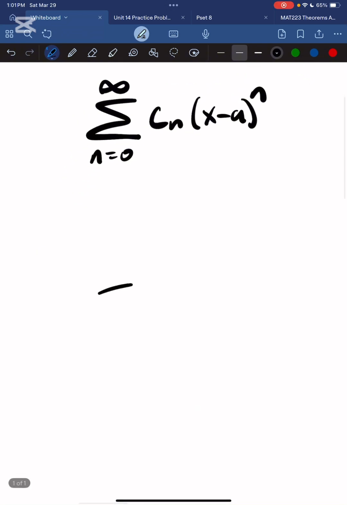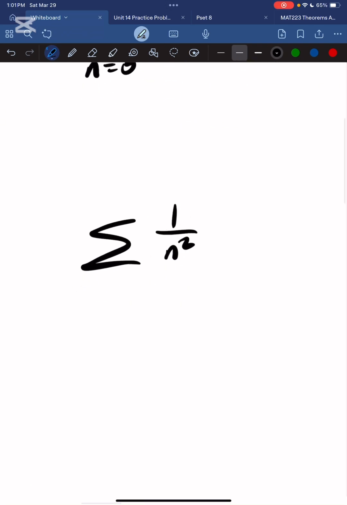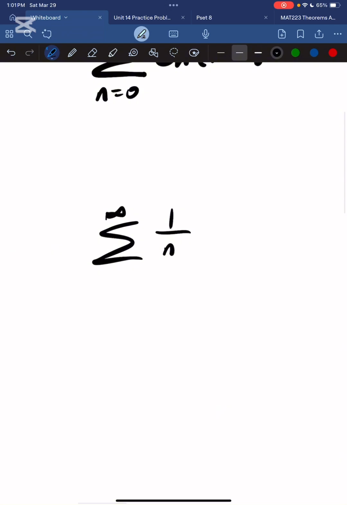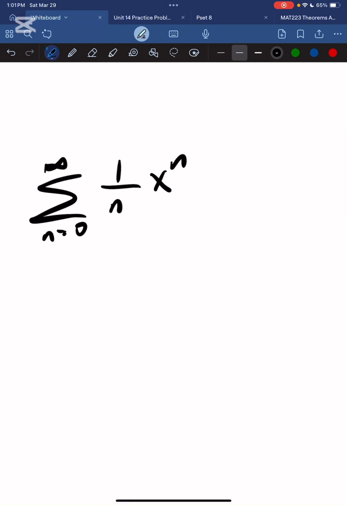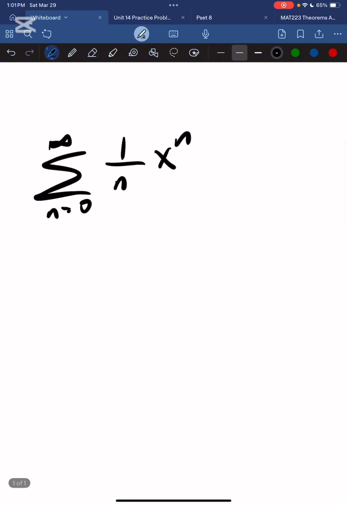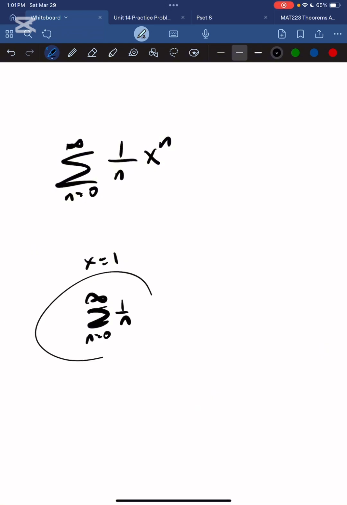So we would agree that for different values of x, this could be convergent. For a good example, let's take c_n equal to 1 over n squared, or actually, let's say 1 over n, and let's say a was 0, so it's just x to the n. You would agree that this converges and diverges for a lot of different values. Let's just have x equal to 1. Then we have this sum, and this is obviously divergent.